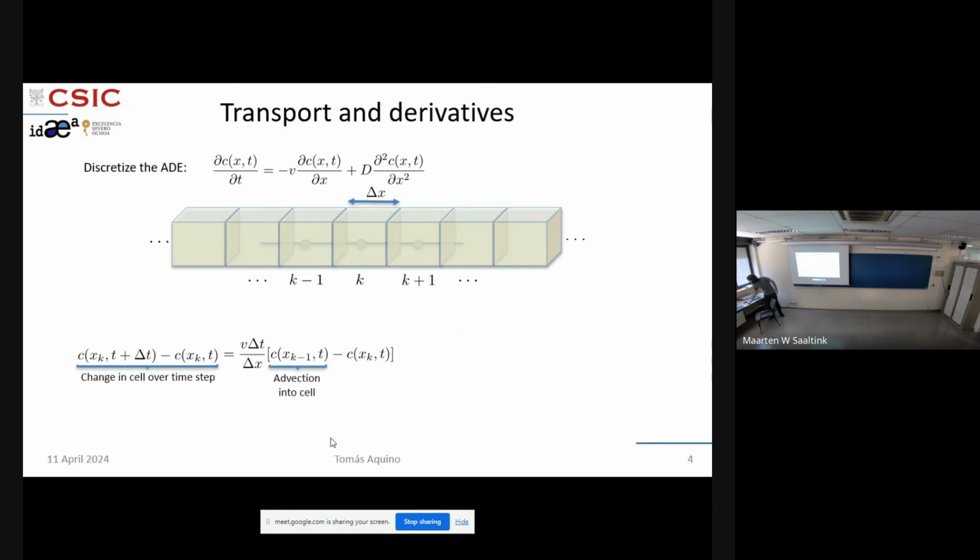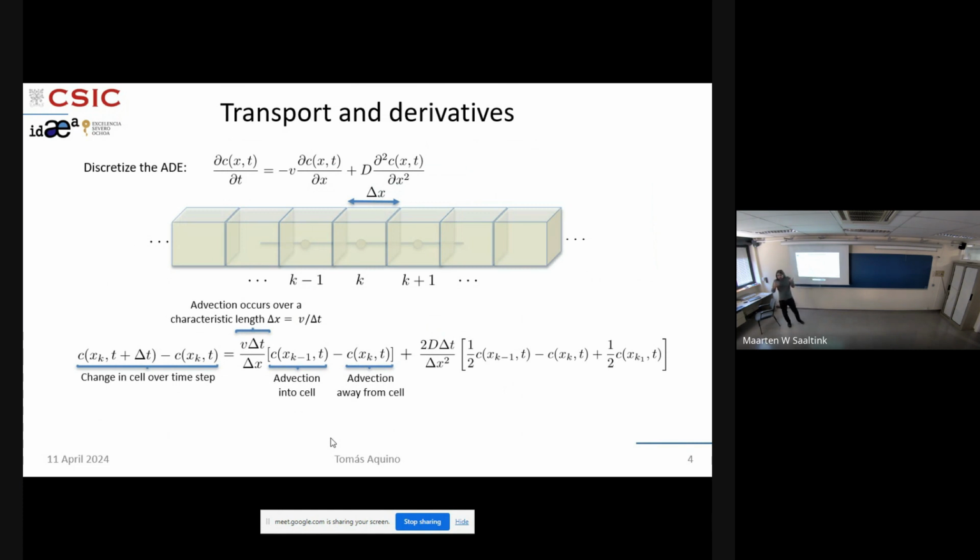So basically this term is telling you that advection occurs over a characteristic length that's given by Δx = vΔt. Then we do the same thing for the diffusive flux. Here I chose a central derivative just because I think it's visual. The idea is the same, but now we have that diffusion homogenizes over the characteristic length Δx = √(2DΔt). So we have a square root here, which goes back to the whole Einstein description of this random process.